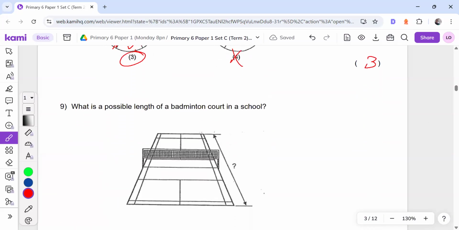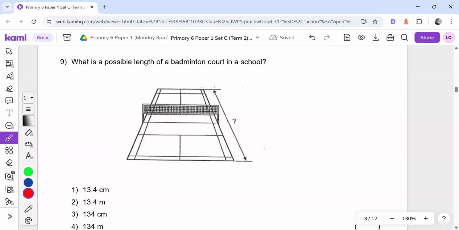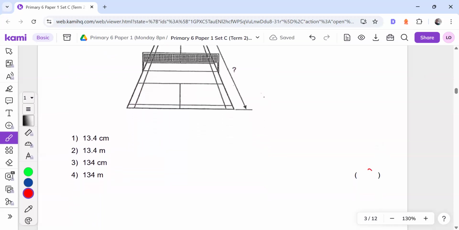Next one. Question number 9. What is the possible length of a badminton court? Answer number 2. It cannot be number 1 because 13.4 cm is the length of a ruler. So your badminton court is not so short. And it cannot be 134 cm because 134 cm is maybe Aubrey's height. No, not Aubrey's height. Somebody much shorter than Aubrey, maybe a primary 1 child.